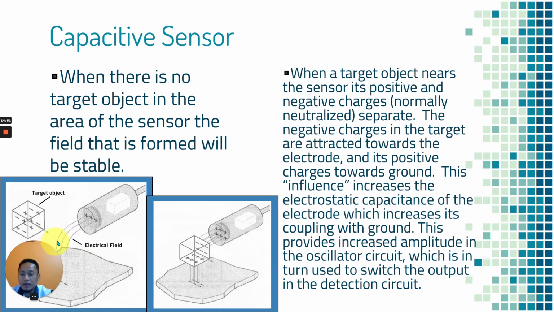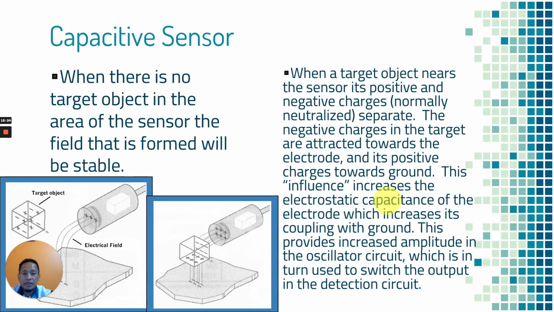Okay, this is a target object. They are using a charge, either positive or negative charges. For example, before detecting an object, there is positive charge and negative charge. This is the electrical field. When the object approaches the sensor, the charges change in positive, negative, and positive, negative. So they are changing the electrode. So it influences the increase of electrostatic capacitance of the electrode.